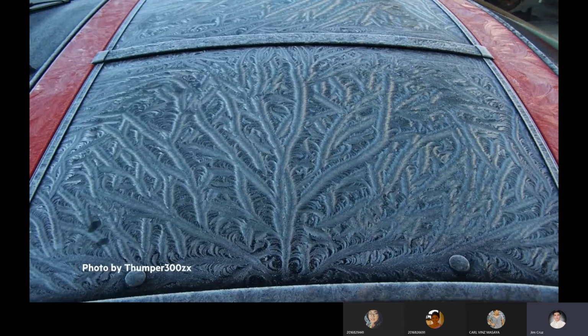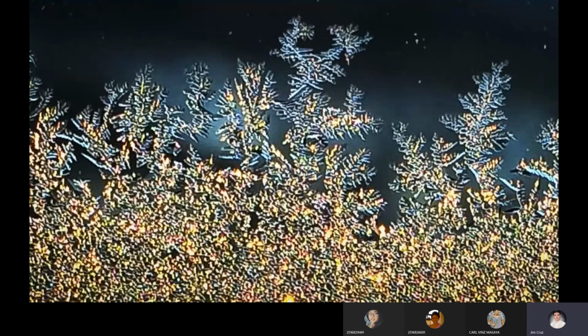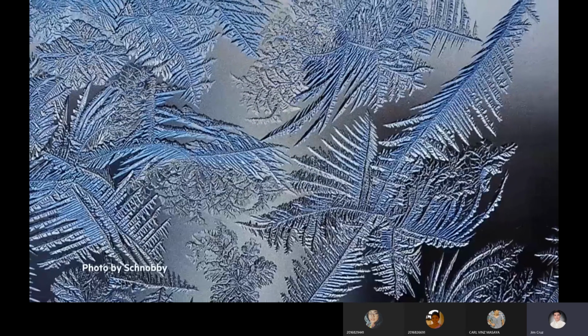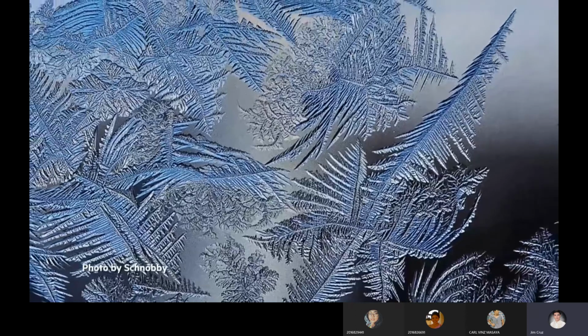We can observe this effect in nature. Fern frost can form on solid surfaces by the direct deposition of water molecules when the surrounding air is at temperatures below 0 degrees Celsius.